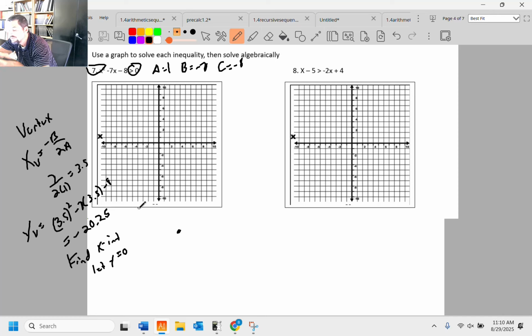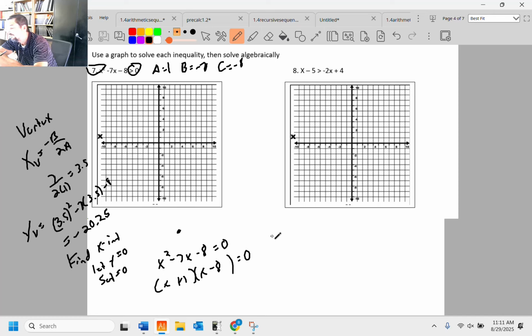Setting y equal to 0. So let's take our equation, x squared minus 7x minus 8, and set it equal to 0. Let's do our favorite F word, which is factoring. It takes an x and an x to create x squared. Factors of 8 are going to be 1 and 8. I need it to be a negative 7 when I add, so negative 8 plus 1 is negative 7.